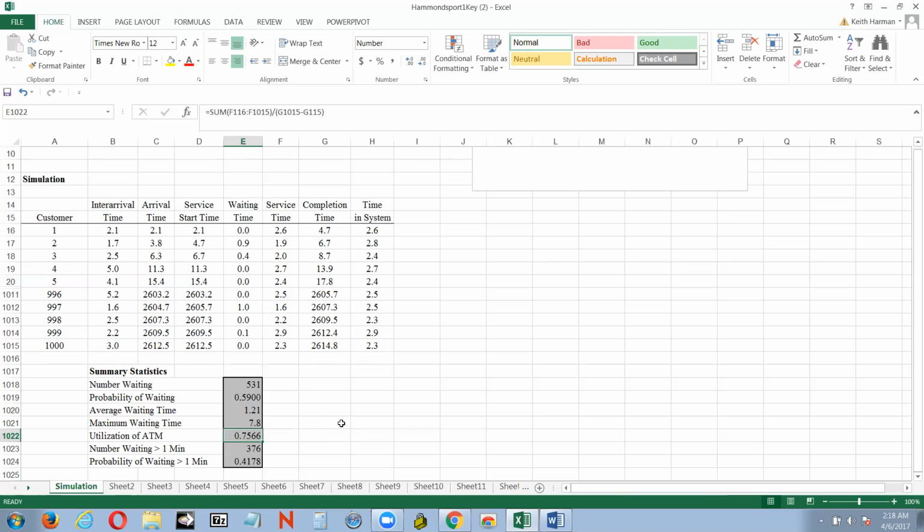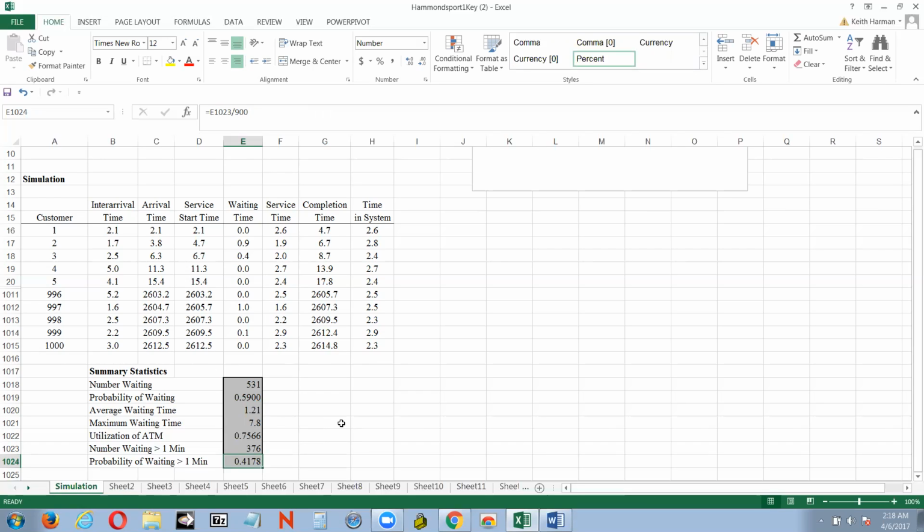So we had that number there. So about 75, the ATM is utilized about 75% of the time. The number of those who waited more than a minute was 116, and that again, we just used the count function for E116 to E1015. And then we computed the probability of waiting greater than a minute. It was simply E1023, that's the number waiting greater than a minute, divided by 900. So the probability of waiting more than a minute is 41%.